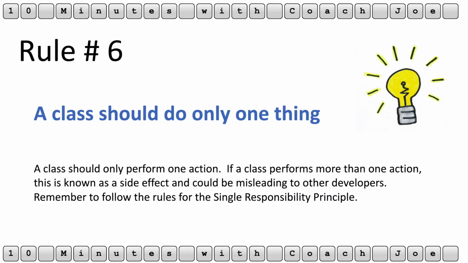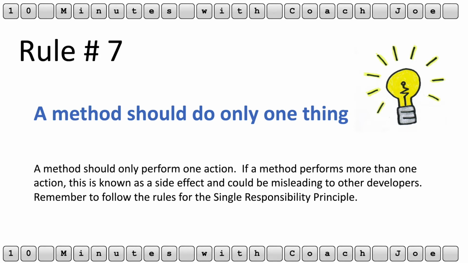Coach Joe rule number 6 states a class should do only one thing. If a class performs more than one action, this is known as a side effect and could be misleading to other developers. Coach Joe rule number 7 states a method should do only one thing. A method should only perform one action. If a method performs more than one action, this is known as a side effect and could be misleading to other developers.